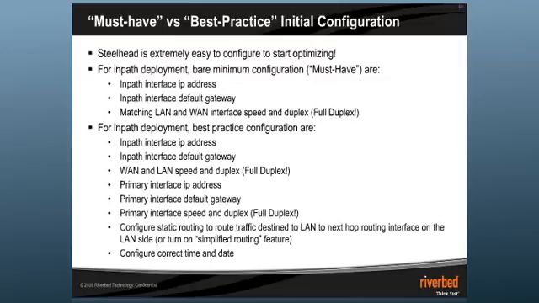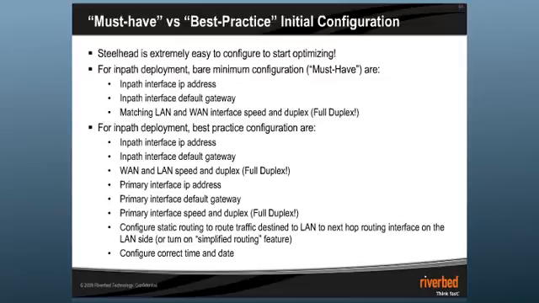For an in-path deployment, the bare minimum configuration is an in-path interface IP address, in-path interface default gateway, and then matching LAN and WAN interface speeds, hopefully full duplex. The biggest issue we have with trials and proof of concepts is duplex mismatches. I know it's easy and I know everybody checks, but for whatever reason they seem to get missed in a steelhead installation, and you will never see the throughput that you should see if there's duplex mismatches.